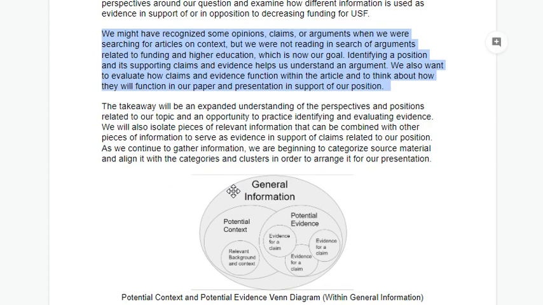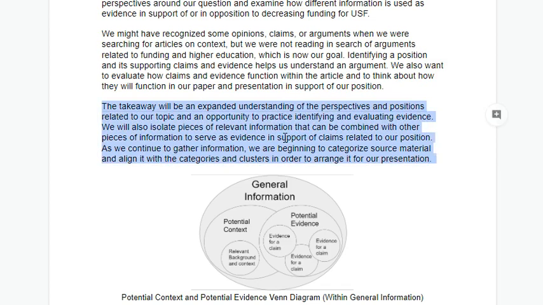Identifying a position and its supporting claims and evidence helps us understand an argument. We also want to evaluate how claims and evidence function within the article and to think about how they will function in our paper and presentation in support of our position. The takeaway will be an expanded understanding of the perspectives and positions related to our topic and an opportunity to practice identifying and evaluating evidence.